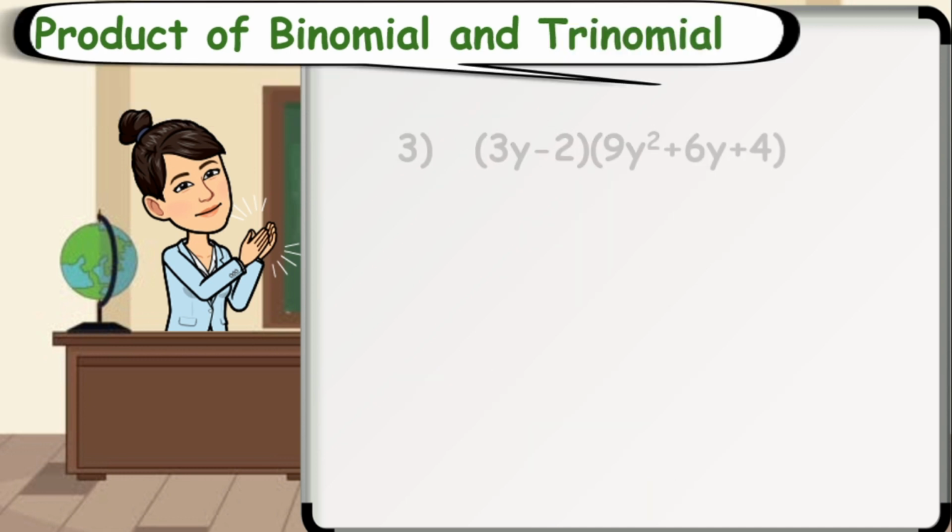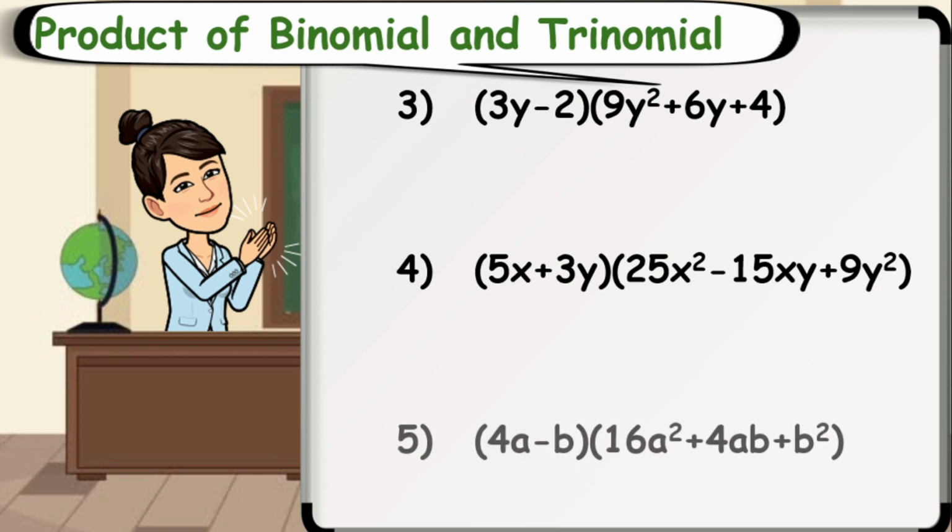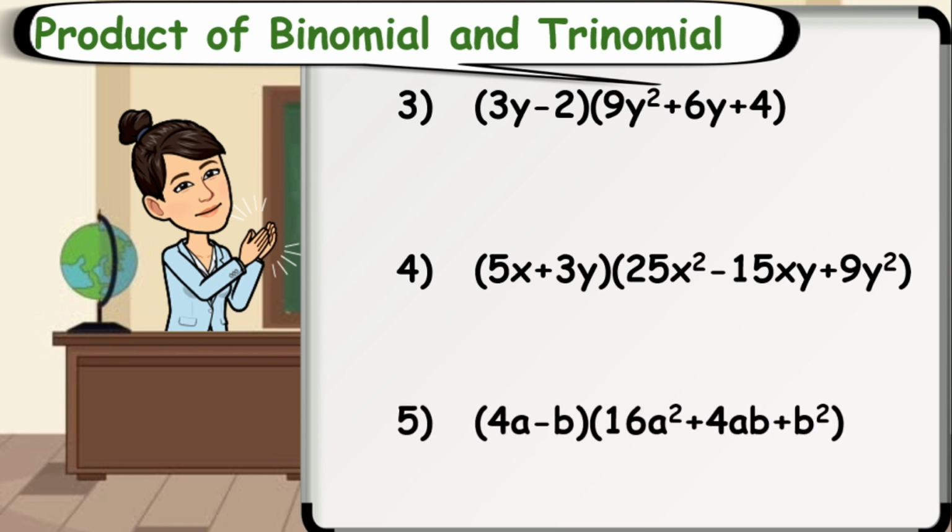For numbers 3, 4, and 5, you will be given 1 minute to find the product of the given binomials and trinomials. Your 1 minute starts now.